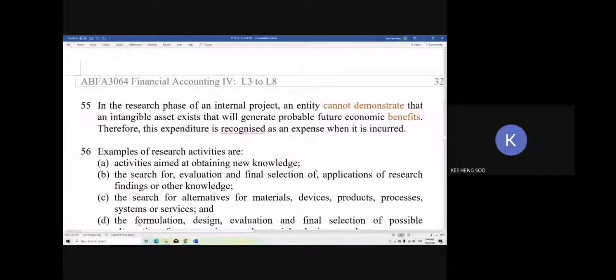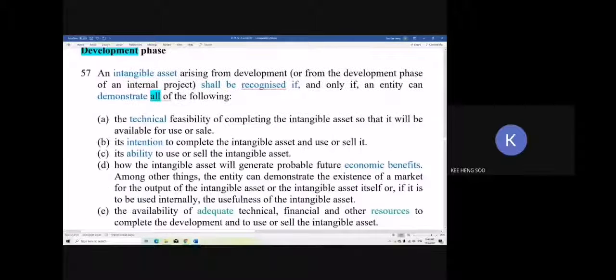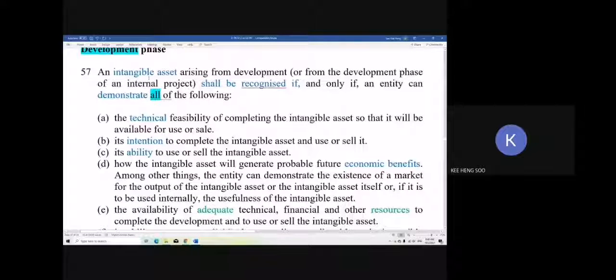So this development cost can be recognized as an intangible asset. An intangible asset shall be recognized if, and only if, all the following are met. Number A, before number A, these are all recognition criteria. These are all recognition criteria.